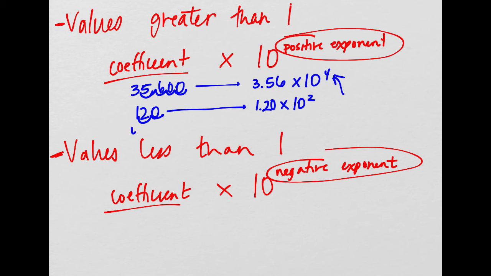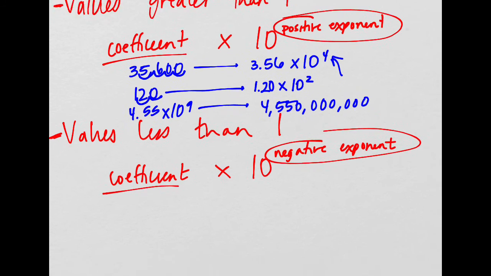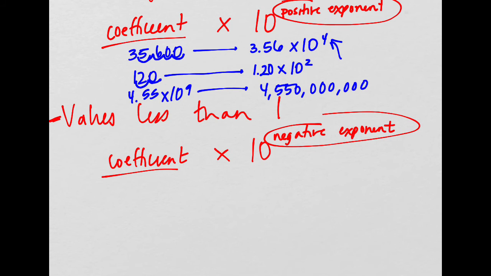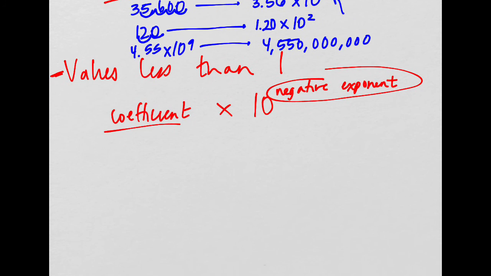And finally, what about this value? 4.55 times 10 to the positive 9. Is this value greater than or less than 1? It's greater than, and in fact, it would be 4, 5, 5, 0, and then 1, 2, 3, 1, 2, 3, like that. And to double check, you can count backwards from here. 1, 2, 3, 4, 5, 6, 7, 8, and 9. All right, so that's how we write scientific notation with the positive exponent when we have values greater than 1.